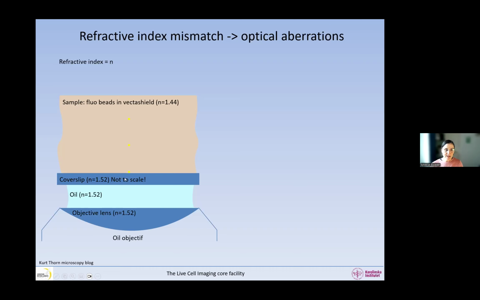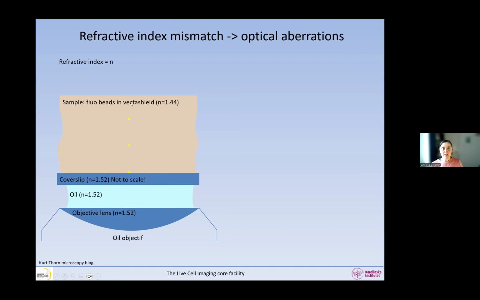So what happens is that all these pieces, the objective lens, the oil, and the glass of the cover slip have the same refractive index, and therefore there is no refraction. If they have the same refractive index, light just travels undisturbed, okay? But then when the excitation light reaches the sample, we have a different refractive index. In this sample, we have 3 little fluorescent beads. One of them is flush against the cover slip, and the others are further away.